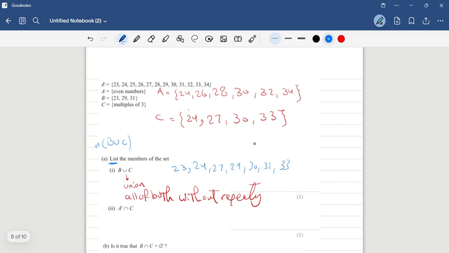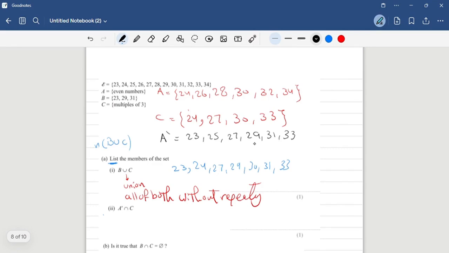You understand this part? Now for the second one, he asked me for A dash intersect C. The first thing I have to identify is the meaning of A dash, so I can recognize what A dash is. Yes, exactly. So in these situations, I will write down A dash. Let's write A dash here. Any element but A. Which is A dash, any element but A. It will be like 23, of course, 25, 27, 29, 31, 33. This is all A dash.